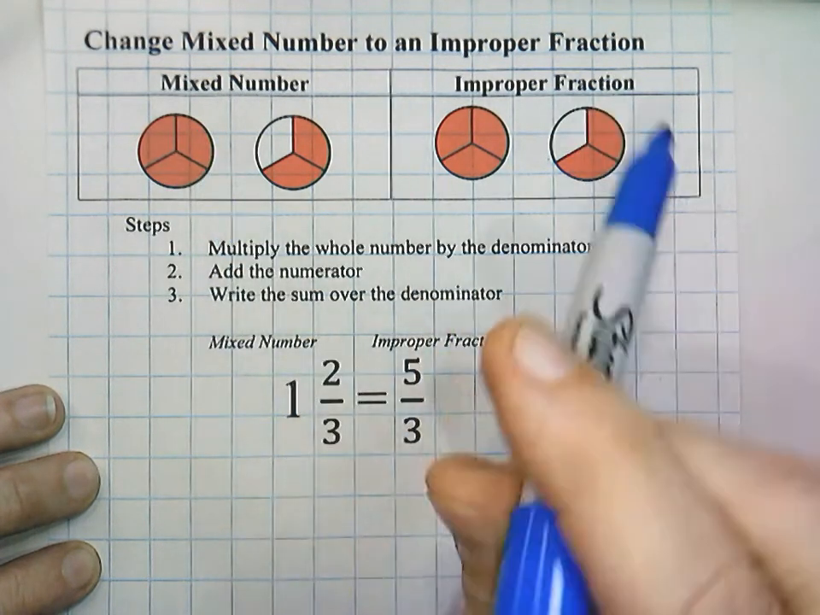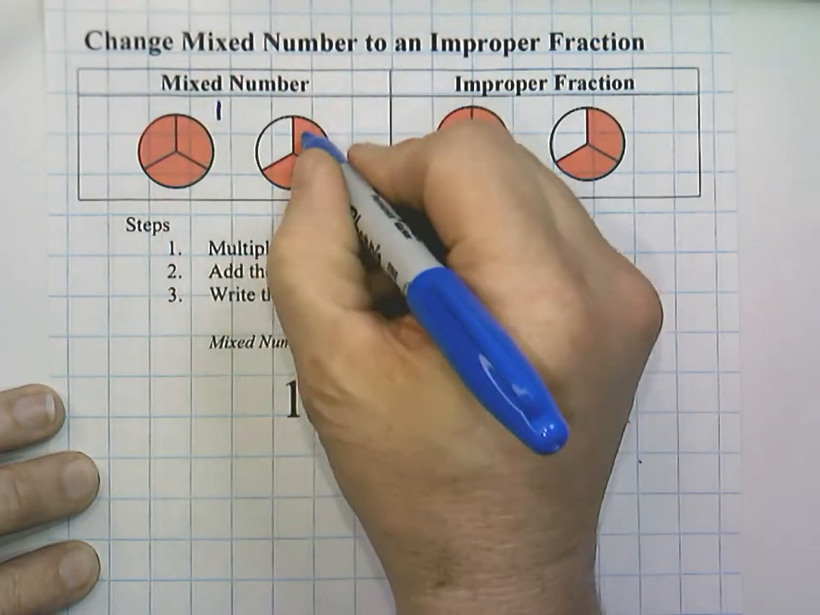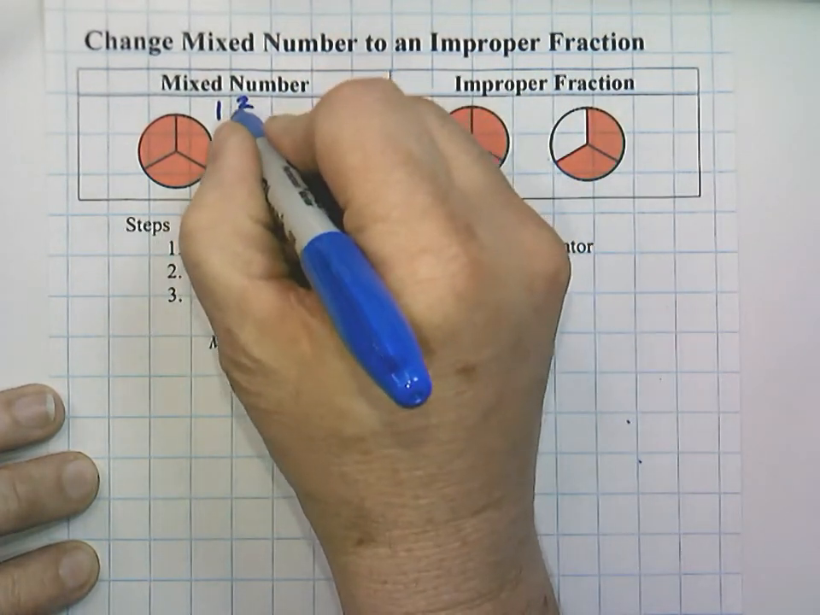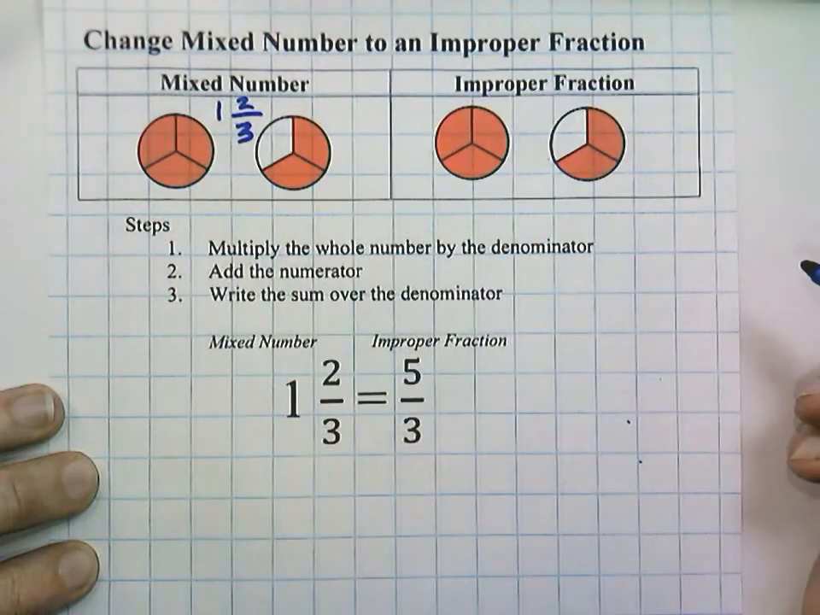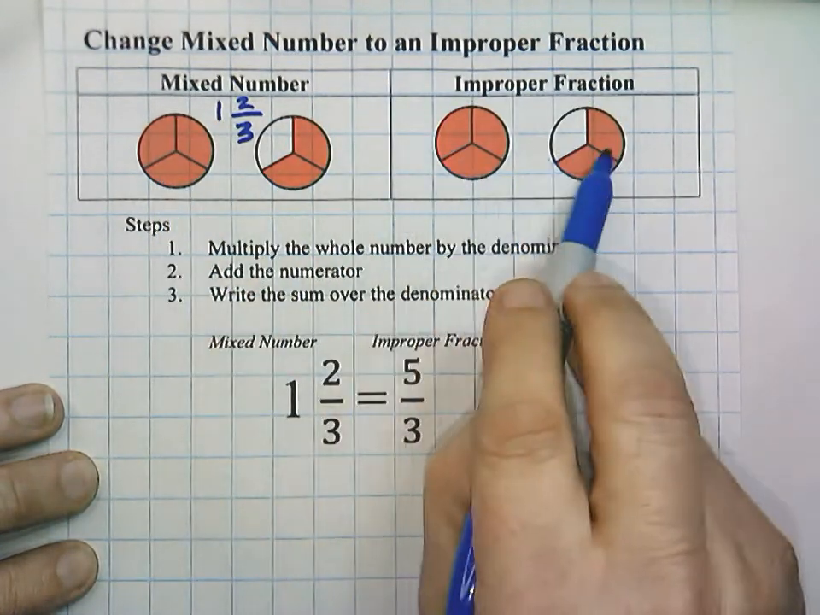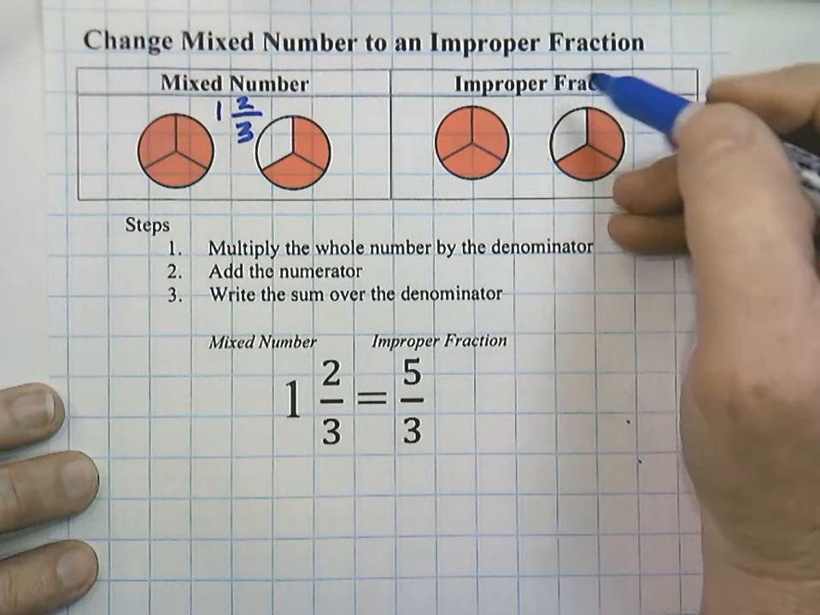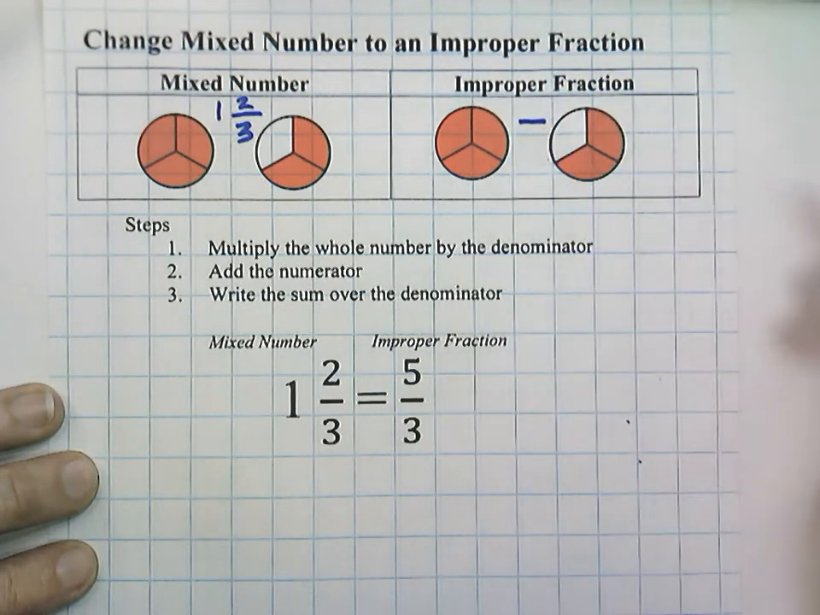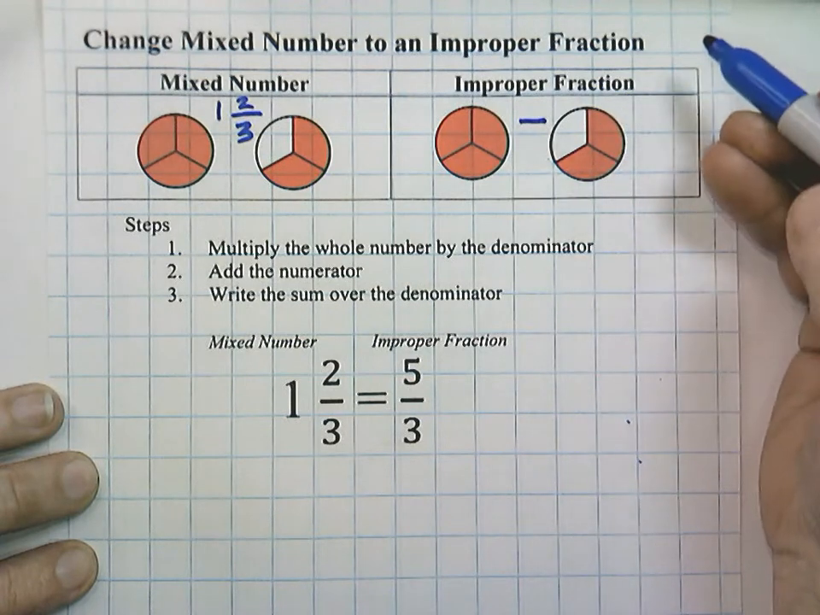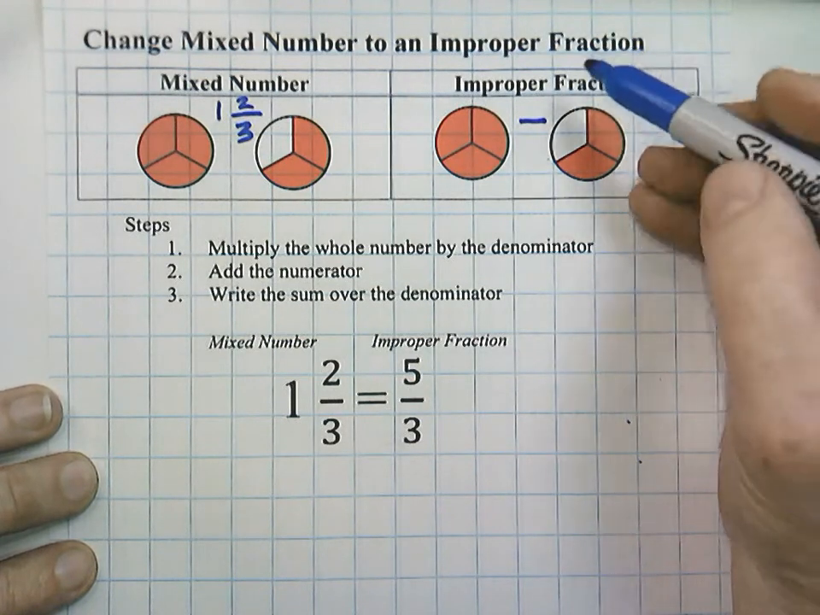Well, here's your 1 whole, and here is your 2 red out of a total of 3 for 1 and 2/3. Notice the exact same model is over here, but this is an improper fraction, so we're going to express it as a fraction, not as a whole. What we have here, remember, an improper fraction has a greater top.